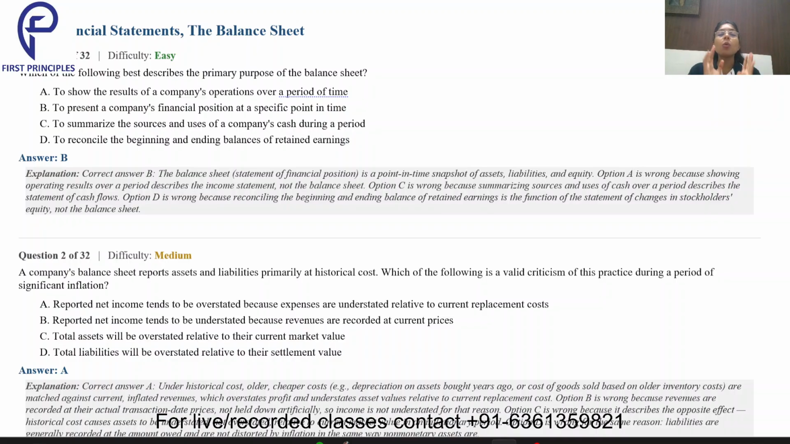Now, if I am approaching this question in the exam, what will be my approach? I see the primary purpose of the balance sheet and I see 4 options. At the end of the second option, it is written point in time, and the balance sheet is related to a point in time. I will read this option and be pretty sure that this is my correct answer. But to be on the safer side, I'll quickly go through the rest of the options, A, C and D, in order to solidify that option B is the correct answer.